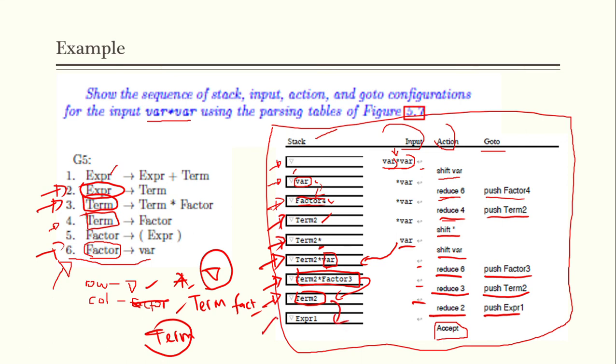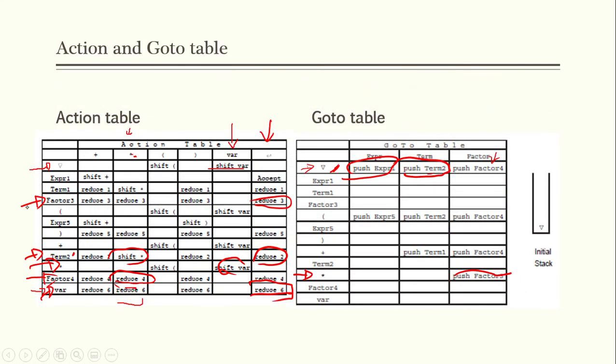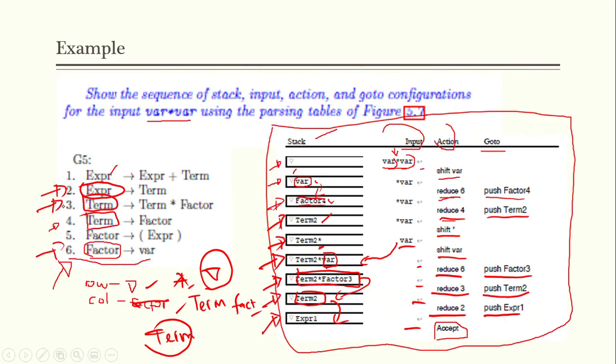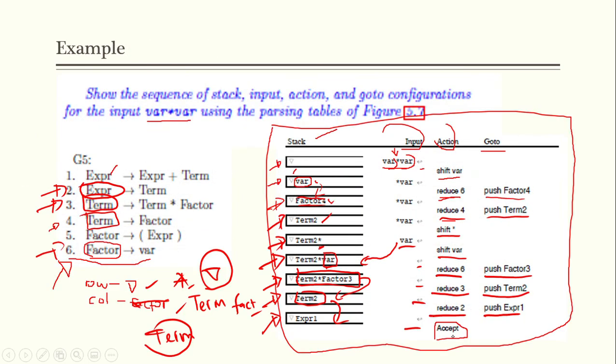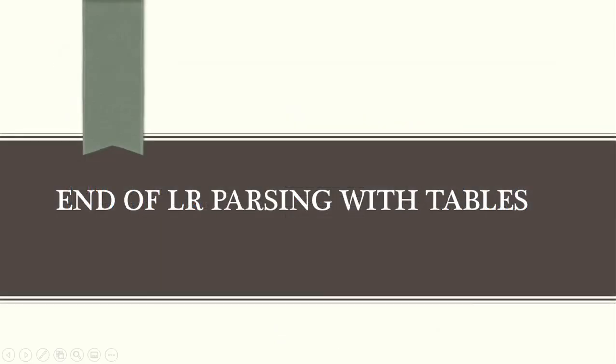Done. Now we look into the next stack. What is on the top of your stack? Expression 1. The column is the end marker. So expression 1 here and end marker is accept. Then done. So the output is accept. That is the end of this part of writing a table for a shift reduce parser. Thank you very much.